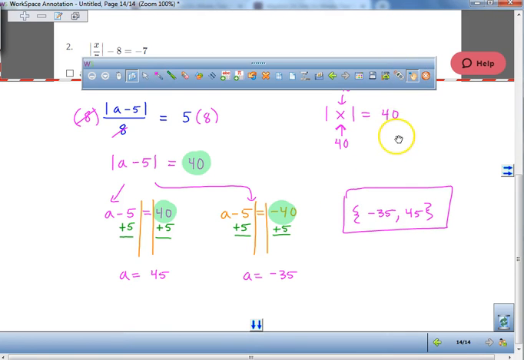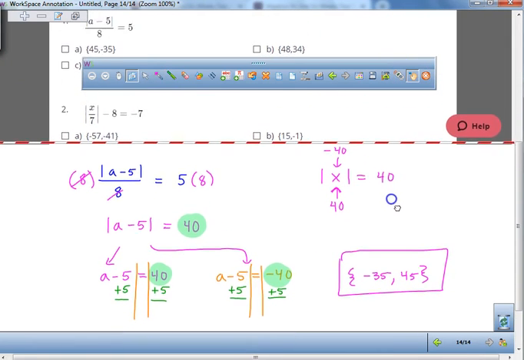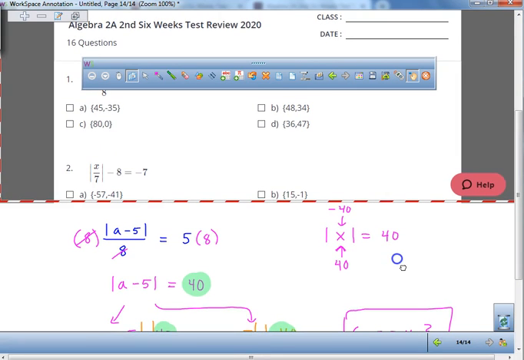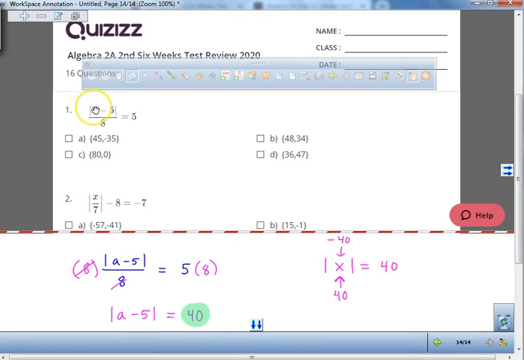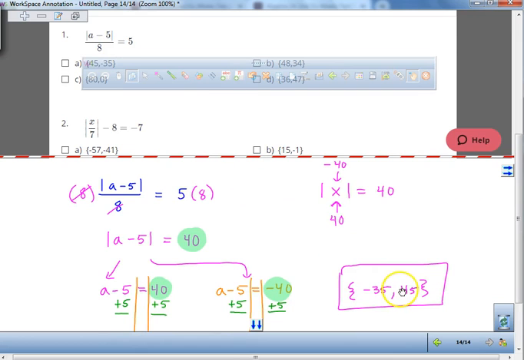But you'll notice in this particular question, if I scroll up, they put it 45, comma negative 35. This is not an ordered pair. This is a solution set, which means both these numbers you could plug in for a, and it's going to eventually equal a positive 5 if you work it out. Okay? So that's our solution set.